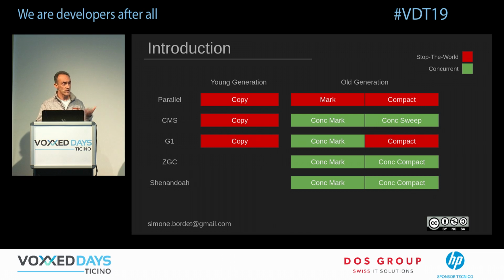Even what before was in the young generation, that was always collected by the previous collectors using a stop-the-world algorithm, in these new collectors, the young generation doesn't exist anymore. There's only one generation, but that generation is collected concurrently. So there are no red bars anymore, just green bars, and everything works really, really well.